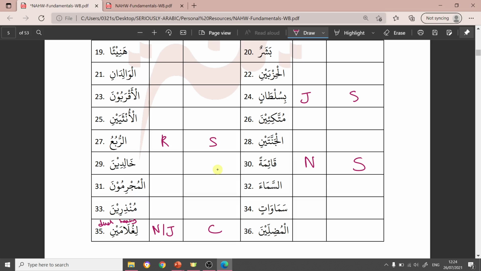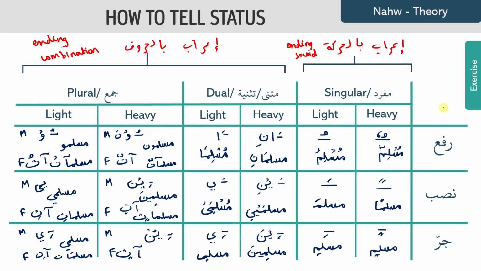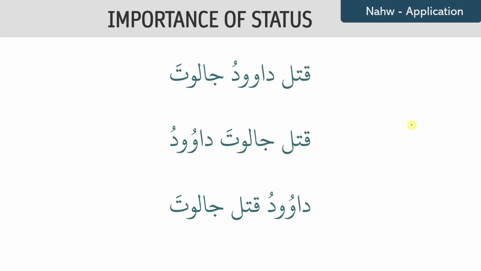Okay. Samawatin. It's nasab or jar. Nasab and jar, combination. It is plural and feminine, and it's also a heavy word. Okay, so now you can complete these exercises on your own after, or you can pause here and complete it. And I'm gonna now move on to the importance of status and why it's very crucial that we learn it.